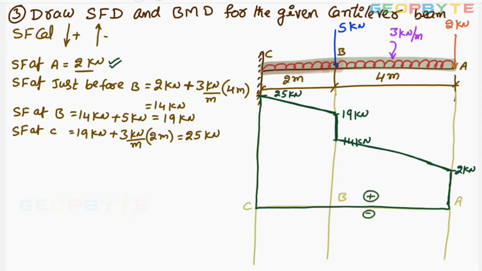Now let us mark the boundary. This is the boundary. It's a kind of makeup. It gives a good appearance. This is how the shear force diagram can be drawn after finding the shear force values at the respective points. So this is the shear force diagram.